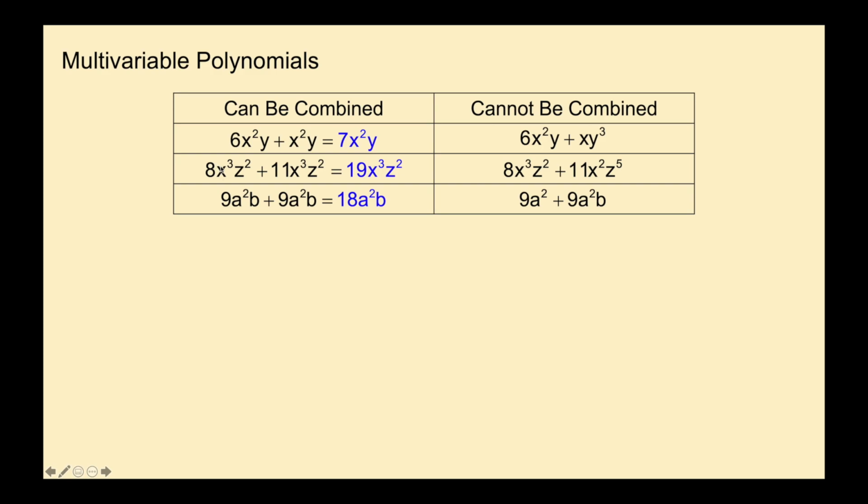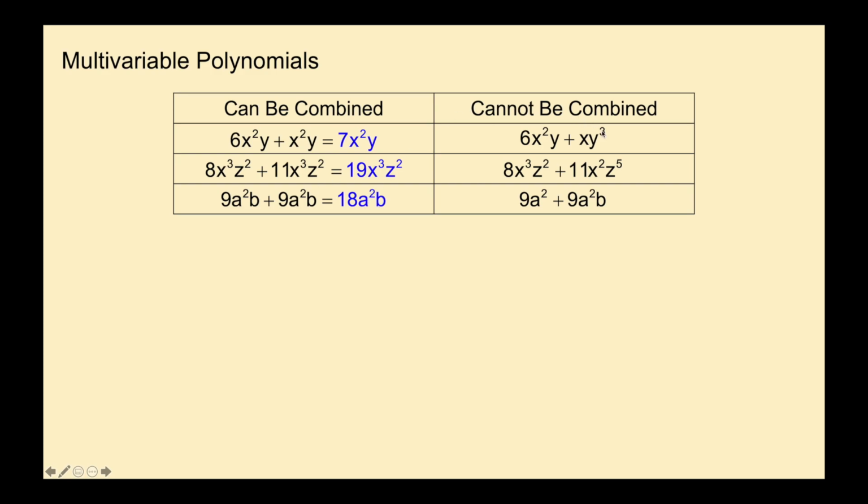The next one, I'd have x to the third z squared. And again, that perfectly matches up here. So if I do 8 plus 11, that gives me 19 x to the third z squared. And then for this one, I've got a squared b and a squared b. Since they match, I can just add those 9s together to give me 18 a squared b.